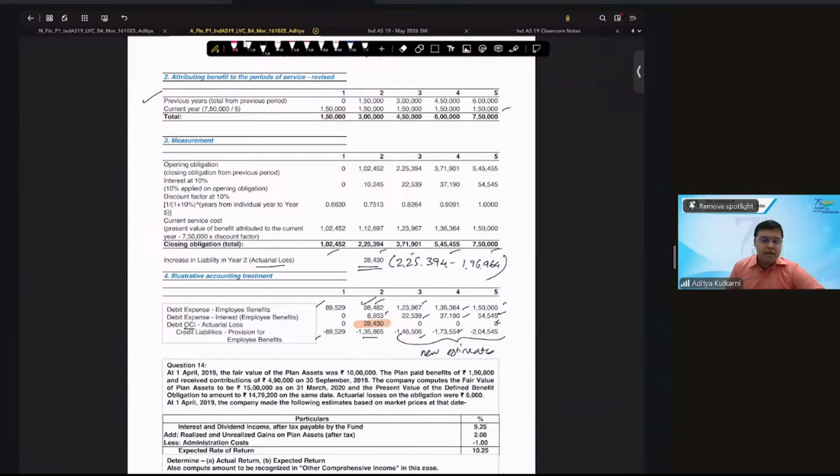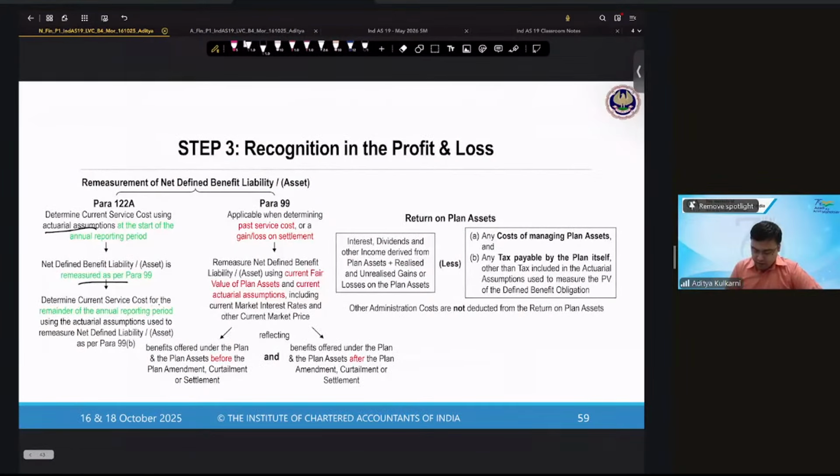I compared it with the closing obligation as per the plan prior to the change in assumption. That gap, that catch-up adjustment, is worth 28,430. And going forward, determine current service cost for the remainder of the annual reporting period. Here I did it at the end of the period. If you had to do it in between, then for the remaining period in the year, you would do it based on the new assumption. But here I did it at the end. So the remaining years, I have done based on the new estimate.